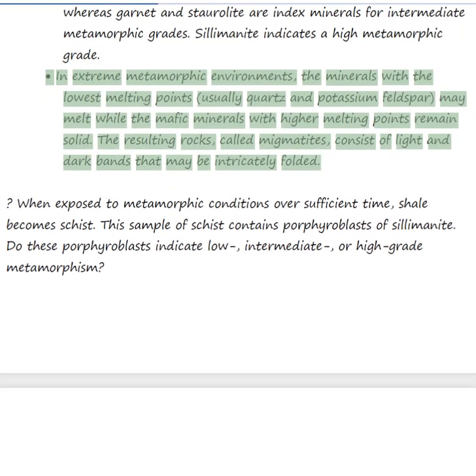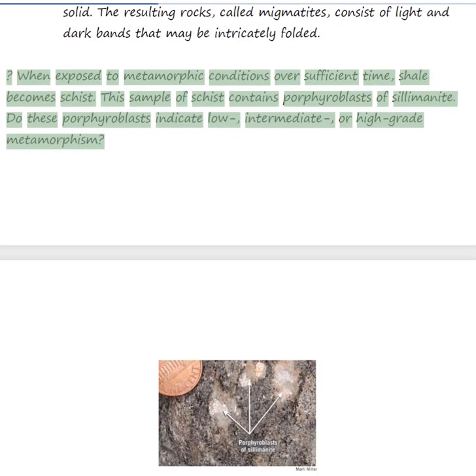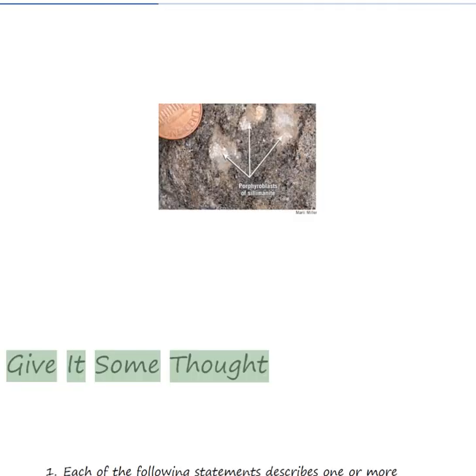In extreme metamorphic environments, the minerals with the lowest melting points may melt while the mafic minerals with higher melting points remain solid. The resulting rocks, called migmatites, consist of light and dark bands that may be intricately folded. When exposed to metamorphic conditions over sufficient time, shale becomes schist. This sample of schist contains porphyroblasts of sillimanite. Do these porphyroblasts indicate low-, intermediate-, or high-grade metamorphism? Give it some thought.